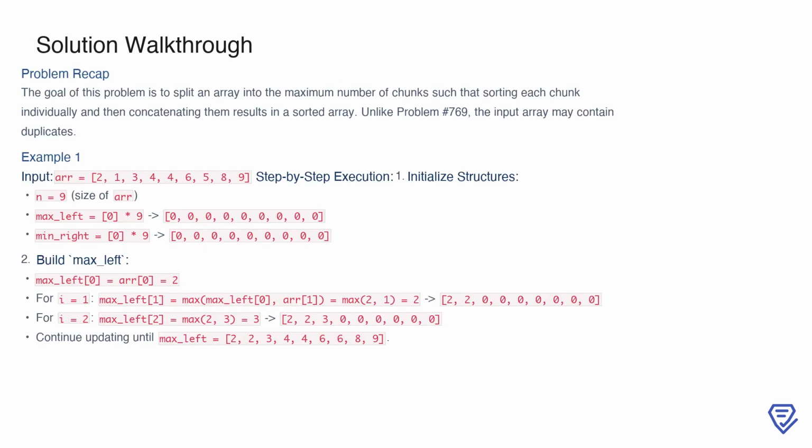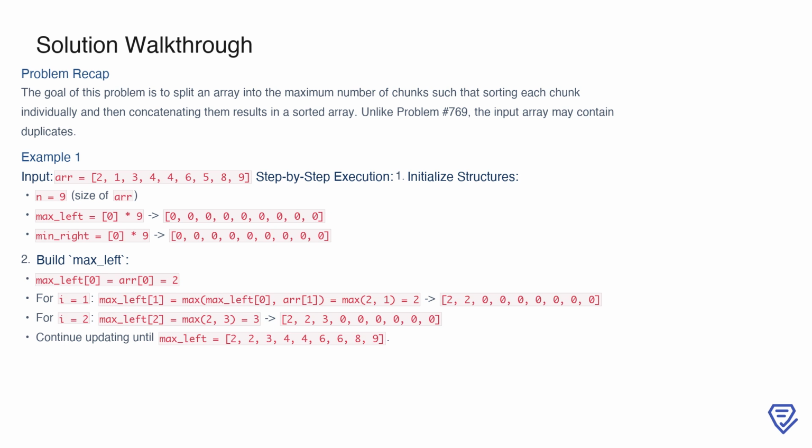To solve this problem, we aim to split an array into the maximum number of chunks where sorting each chunk individually and then concatenating them results in a completely sorted array. Unlike the simpler version of this problem, here we must also handle duplicate values in the input. Let's begin by initializing the necessary structures.